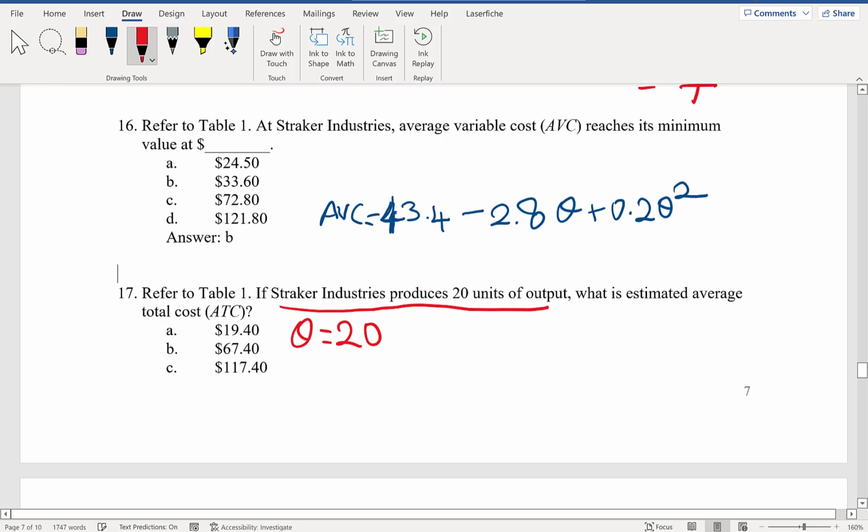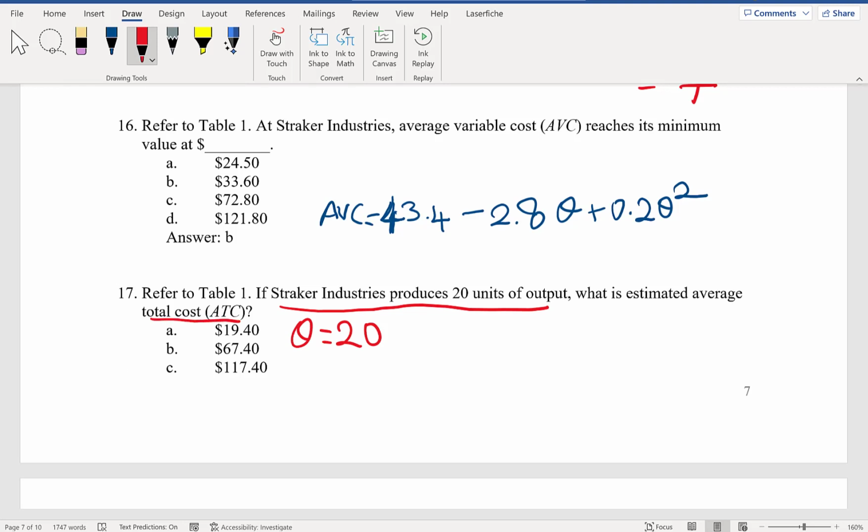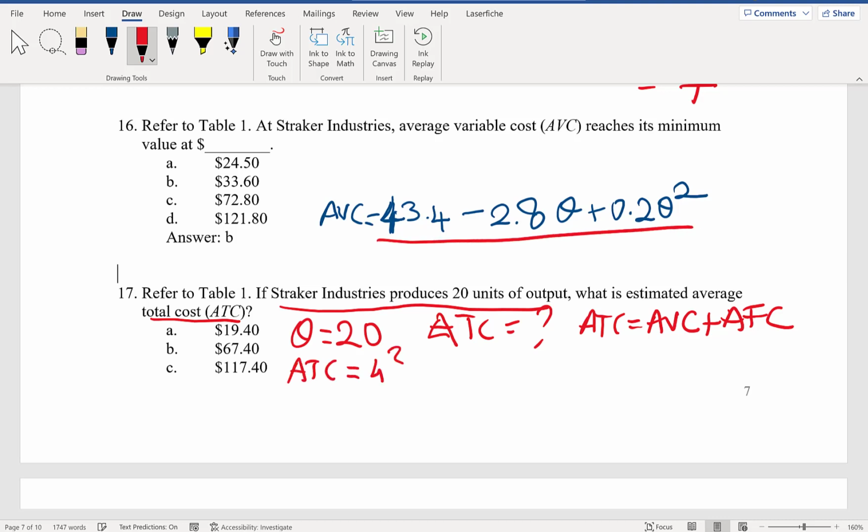what's the estimated average total cost? I need average total cost. Read the questions carefully. ATC. So average total cost is average variable cost plus average fixed cost. So I have the average variable cost formula, right? I'm just going to copy this. 43.4 minus 2.8Q plus 0.2Q raised to the power 2 plus I need average fixed cost.